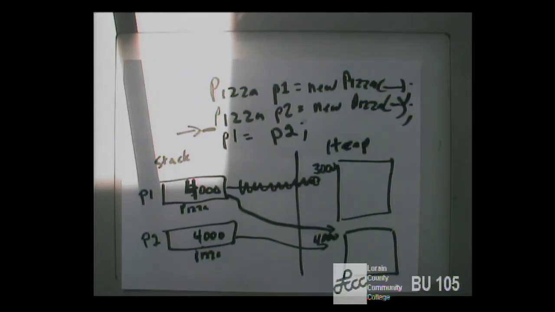Okay. What I want to wrap up class with today is by putting another function on the pizza class to calculate the cost of a pizza. All right. Let's say the rule of the pizza is this.